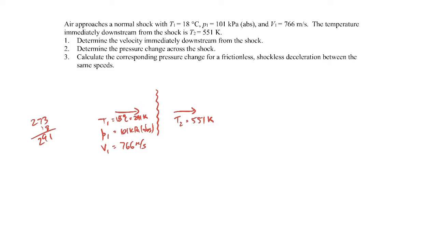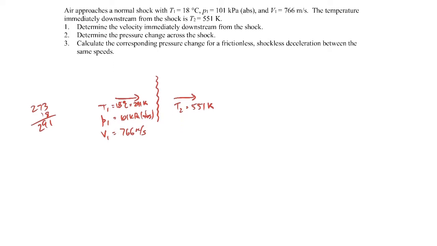So let's do part 1 first. Find the velocity immediately downstream of the shock. Well, we're given information about the temperature upstream and downstream. So I know from the first law analysis, if you go back through your notes on the first law analysis for compressible flows, it's one of the first things we did for compressible flow, I know that there's a relationship between the temperature and velocity, and it looks like this. Let me just write it out, and then I'll explain it.